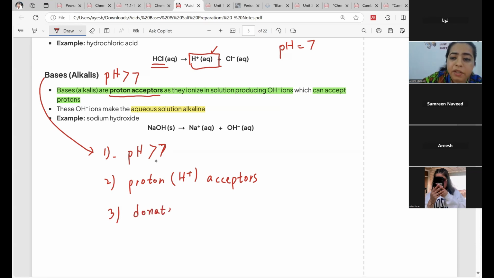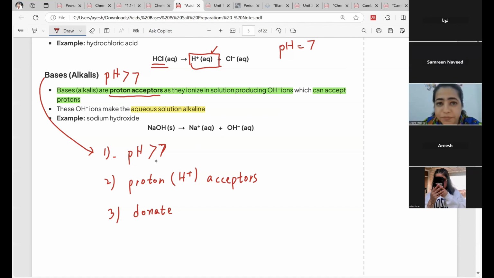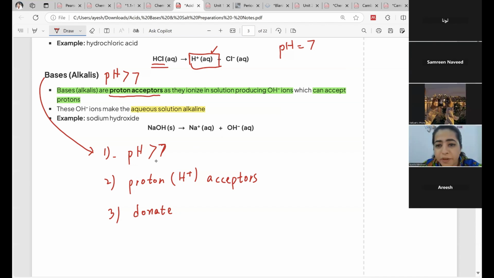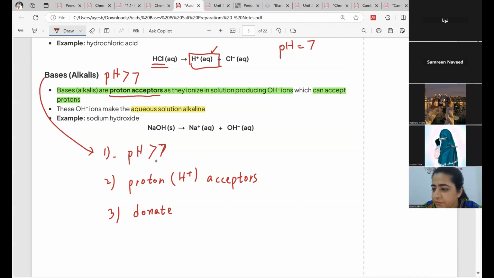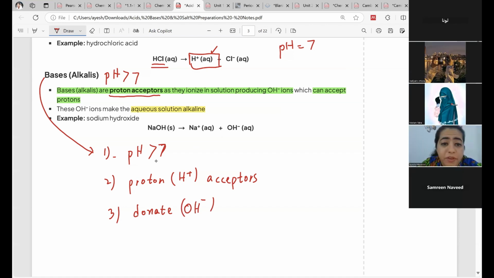What is hydroxide ion? Who can tell me the formula of hydroxide ion quickly? Okay. Yes, Wafia. Miss, OH minus. They can donate OH minus ion or hydroxide ion.